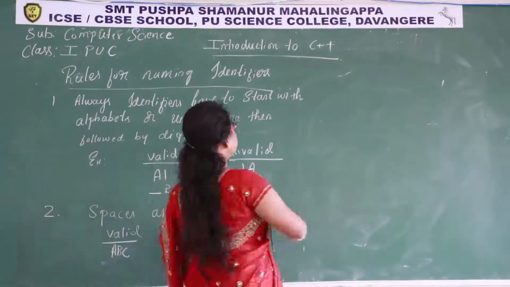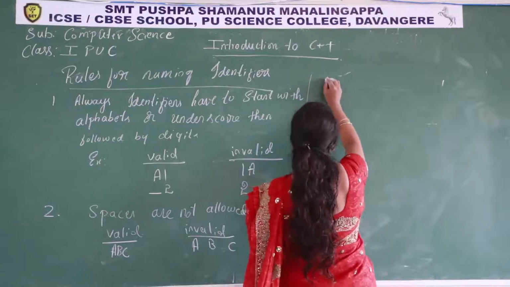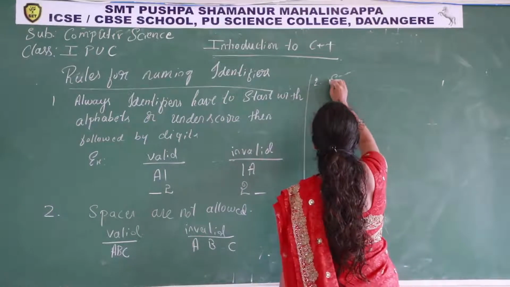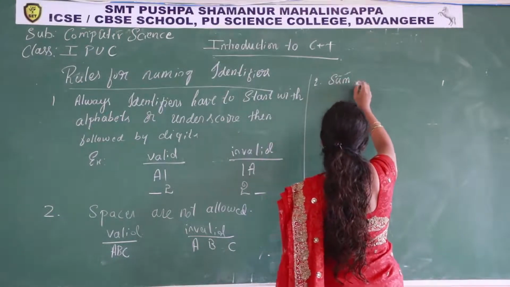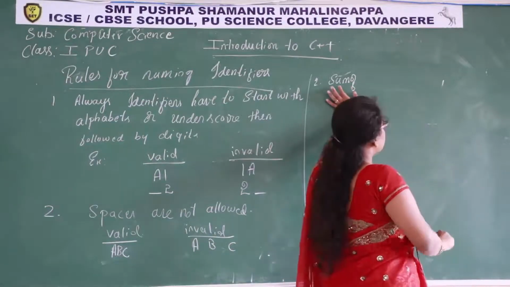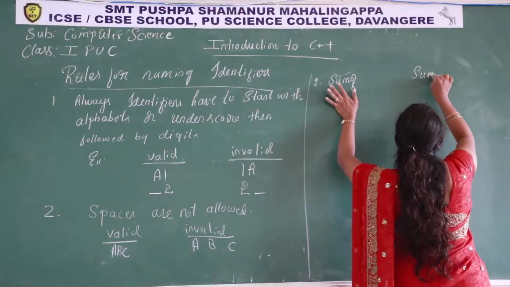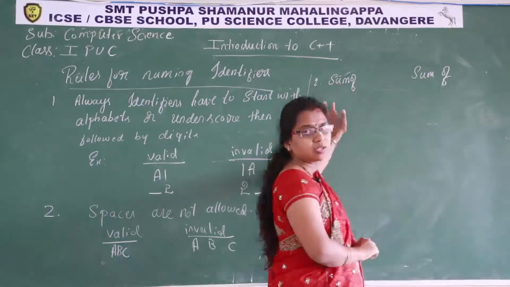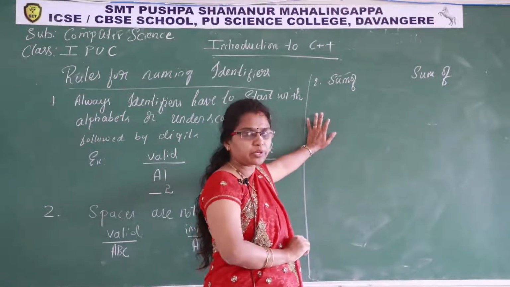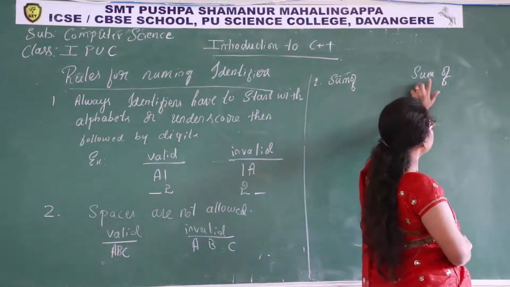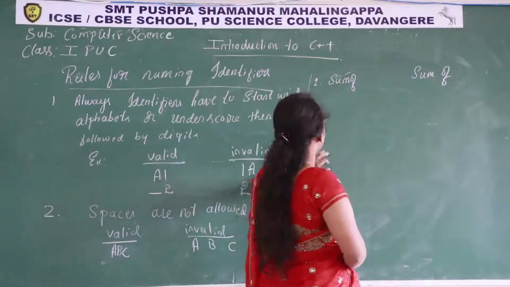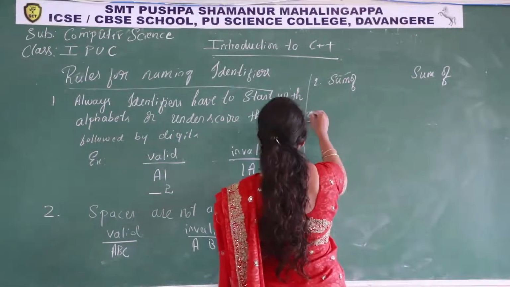Another example for the valid side: sumof. Sumof is a single word. Invalid: sum space of. It is an invalid identifier. So you are choosing the name for some memory location and the name is sum space of. It is not valid, it is invalid. Okay. Next. Third one.